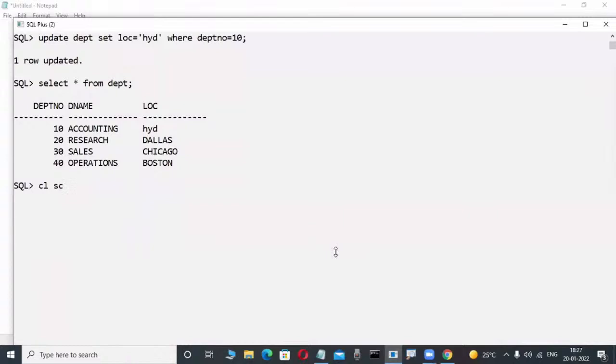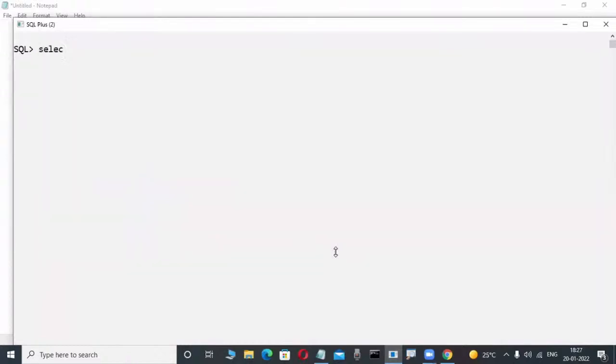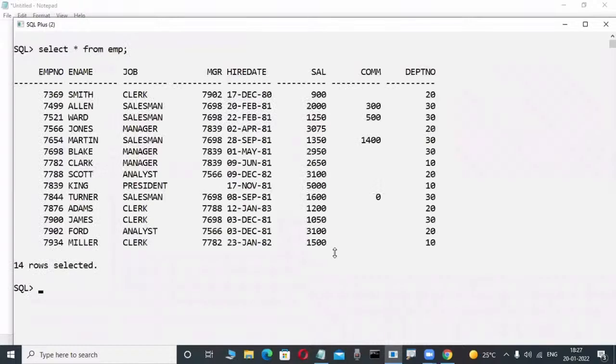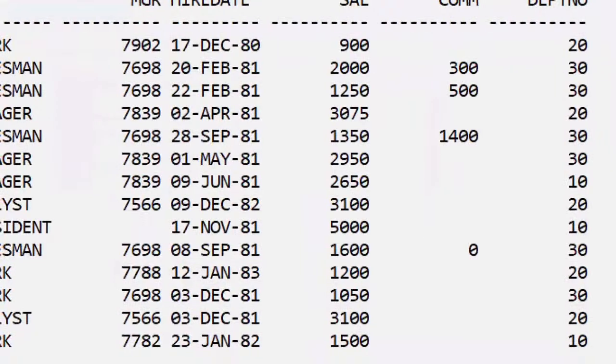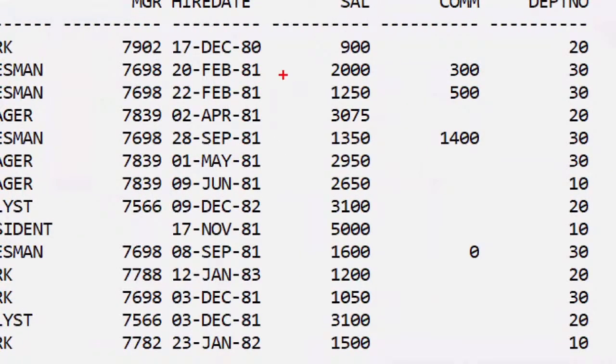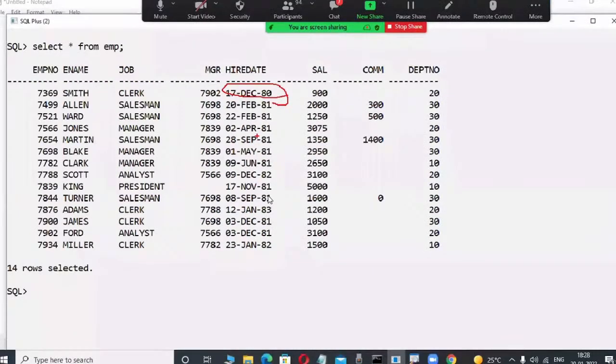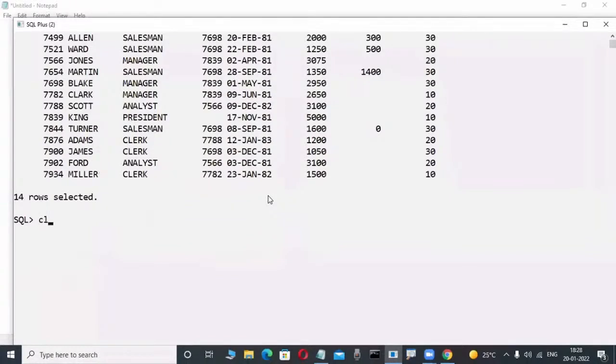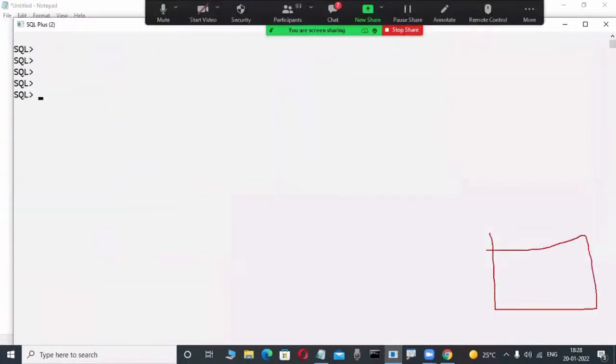For example, somewhere data is there, and these are the employees who have joined. I want to display the employees who joined before 1981. I want those employees' details in my project. If you are an SQL programmer, somewhere the data is there.